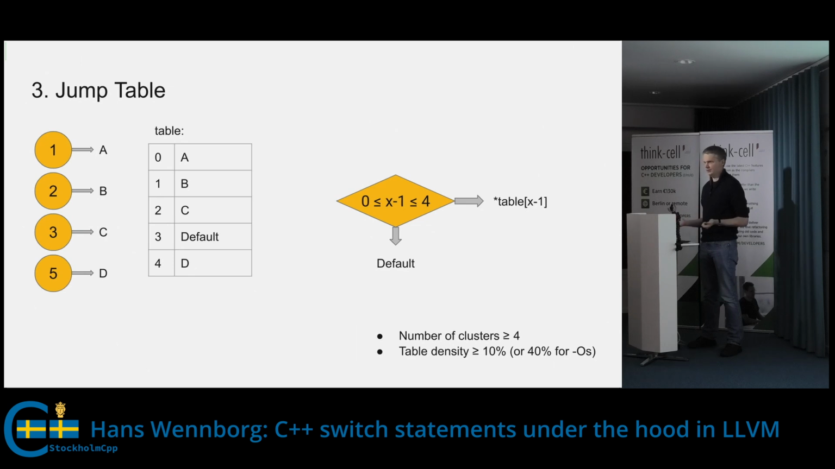And like the lookup table that we used for value selecting switches, the main concern here is the size of the table. So we need to cover the lowest to the highest case and everything in between. If there are large gaps, we'll end up with a very large table. So again, it uses heuristics to decide when to do this. And the heuristic, I think, is that there needs to be at least 4 case clusters, and the table density needs to be at least 10%. So 10% of the table needs to be filled. And if you're optimizing for size with -Os, it needs to be 40% filled.